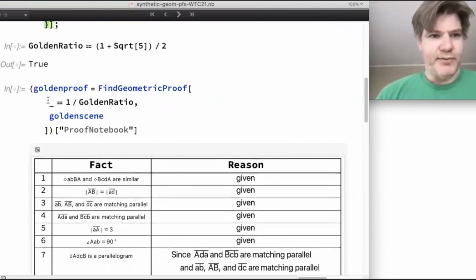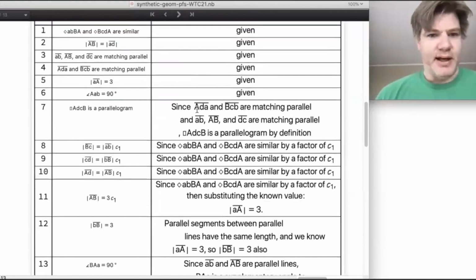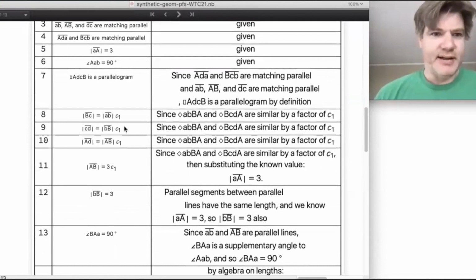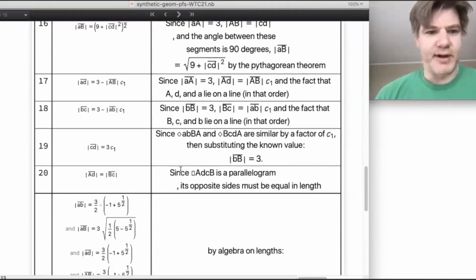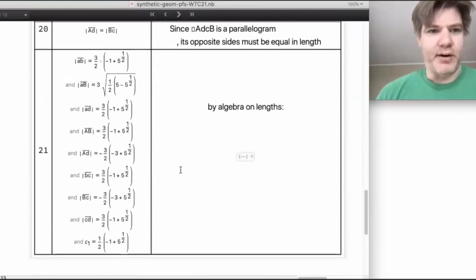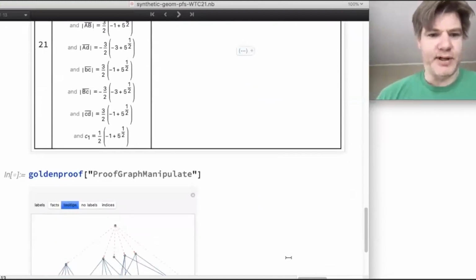find geometric proof. We want something equaling 1 over the golden ratio, and we get a lot of things. C1 is the constant of similarity that we created, and finally we find all the lengths and the constant of similarity, which is 1 over the golden ratio.